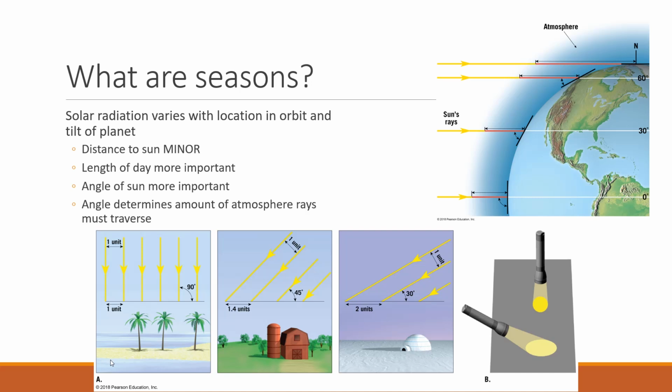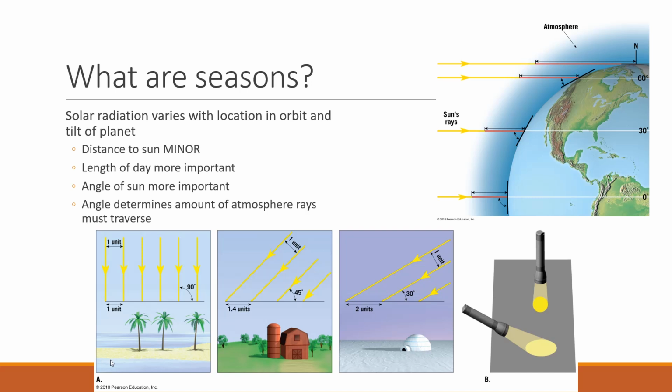So why do we have seasons? The solar radiation varies with location in orbit and the tilt of the planet. The distance to the sun is actually fairly minor. We will see that we can have winter even when we're fairly close to the sun, when we're at our closest to the sun. The more important thing is the tilt of the planet and the length of the day. So those are going to be controlled by the angle of the sun hitting the planet.